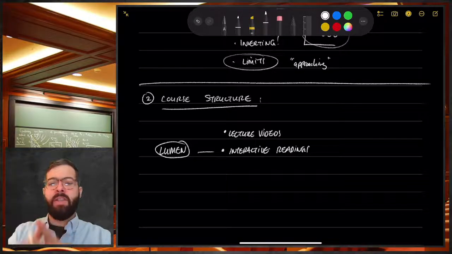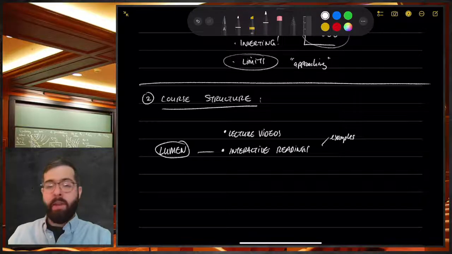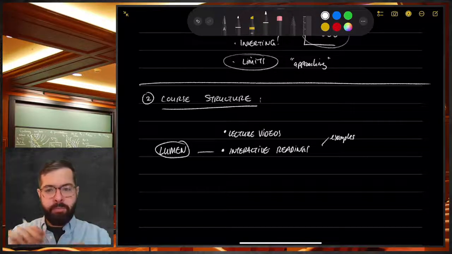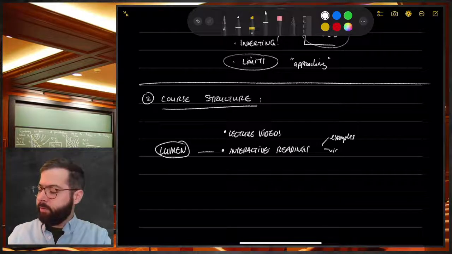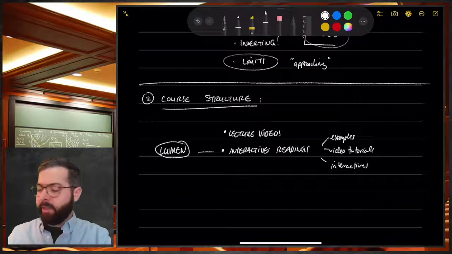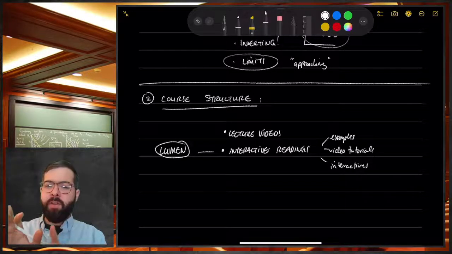There are examples within it that you can interact with. You can enter your answer and see how it goes. There are video tutorials, and there are other interactives as well, like web apps and things like that. You get to play with sliders, play with graphs, and see how these things work. So it's very, very different.